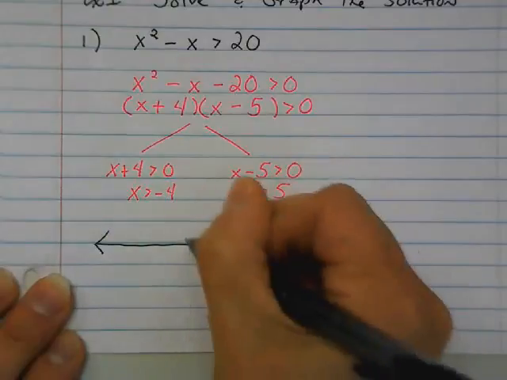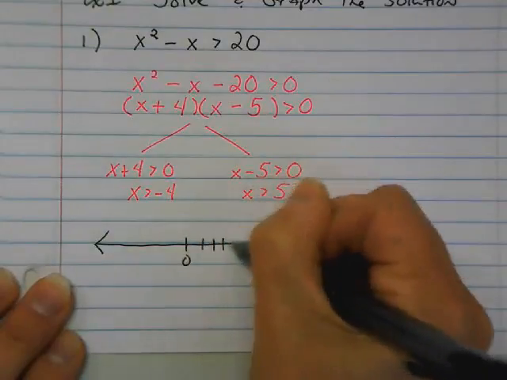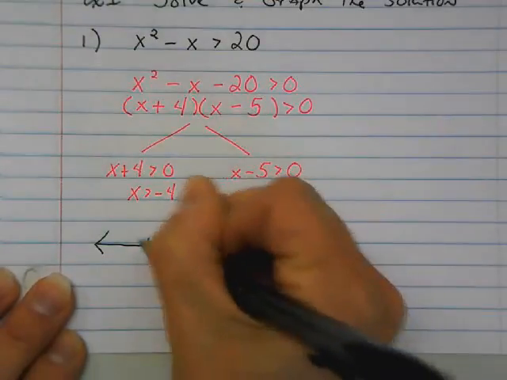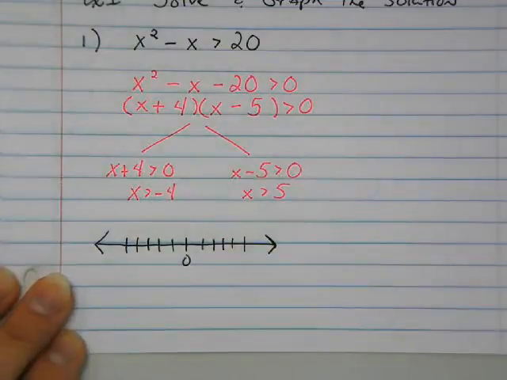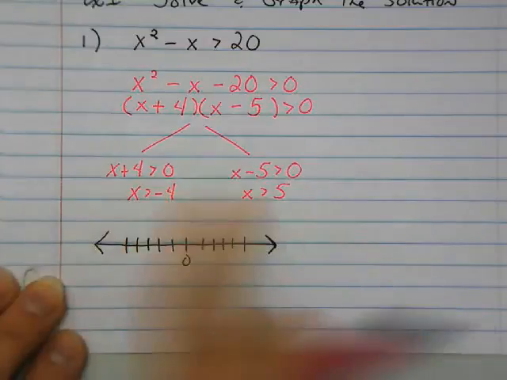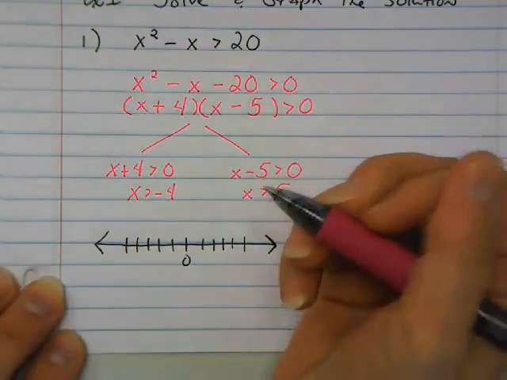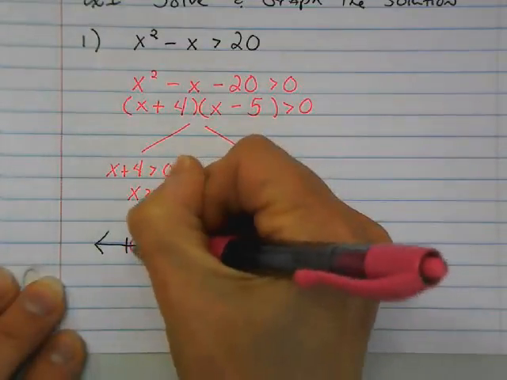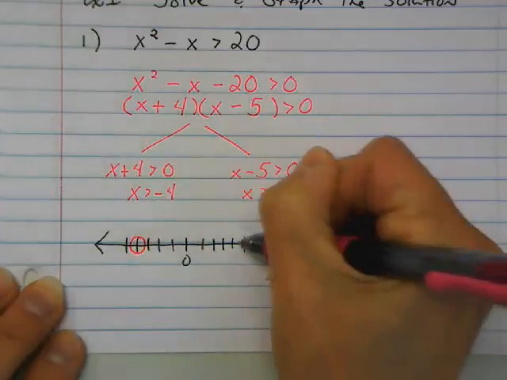So here's 0. So, first question, open circle or closed circle? Since it is a greater than, it's going to just be an open circle. So I'm going to put an open circle at negative 4 and an open circle at 5.